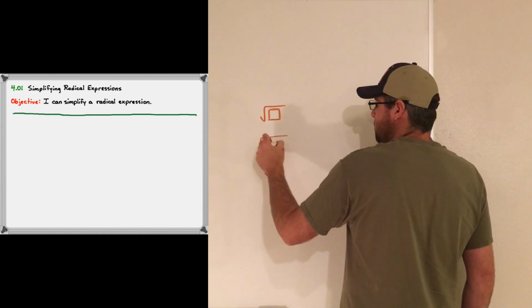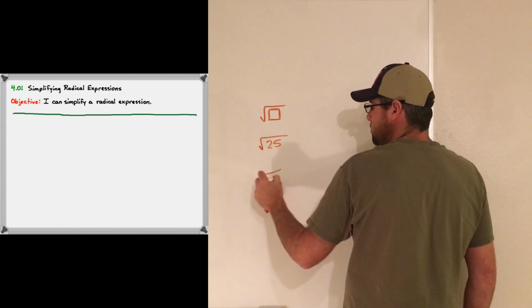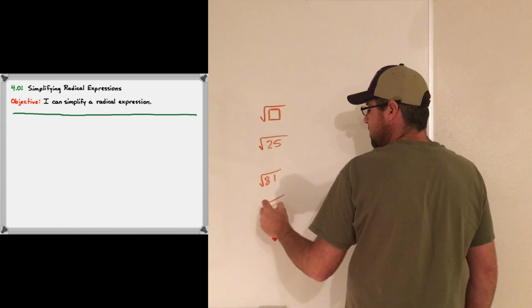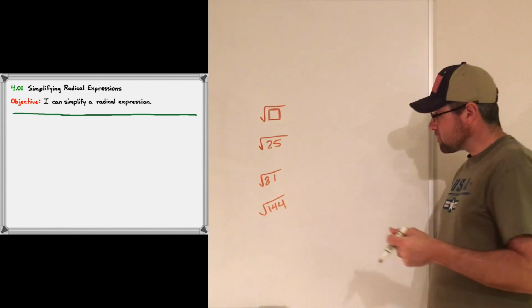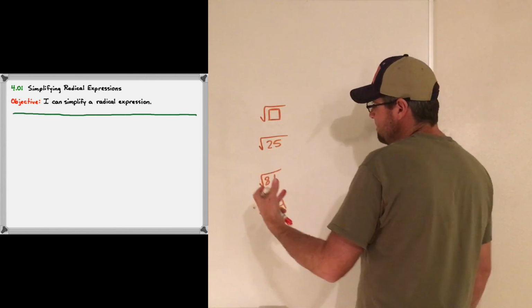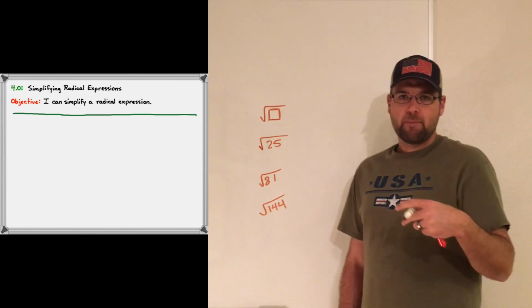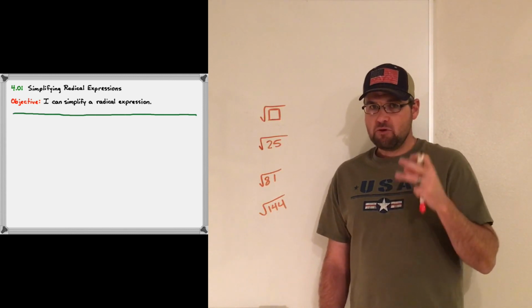So we have plenty of examples that we can go through. We could say, well, what's the square root of 25? And what's the square root of 81? And what's the square root of 144? And you guys should be able to rattle those off pretty quickly. What is the square root of 25? Well, what does it mean? It means what number times itself gives you 25.